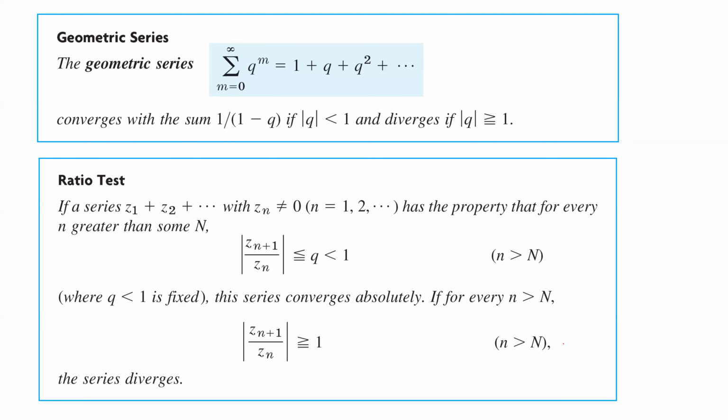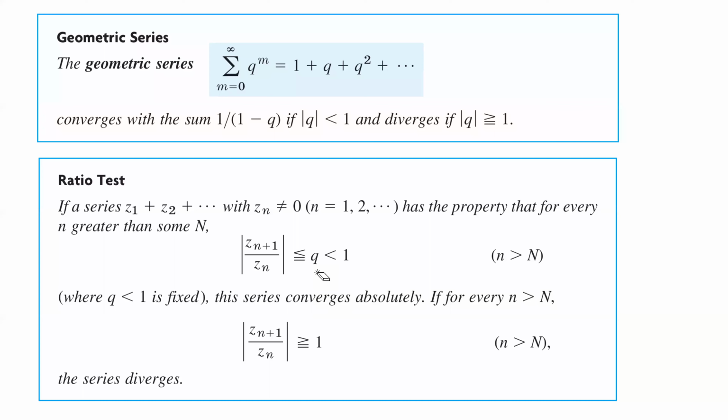And we have a ratio test that says if you have a series of Zn with positive terms, that has the property that for every n greater than some N, absolute value of Zn plus 1 over Zn is less than or equal to q that is less than 1. You see here, it doesn't say this is less than 1. It says less than some number that is smaller than 1. That's very subtle.